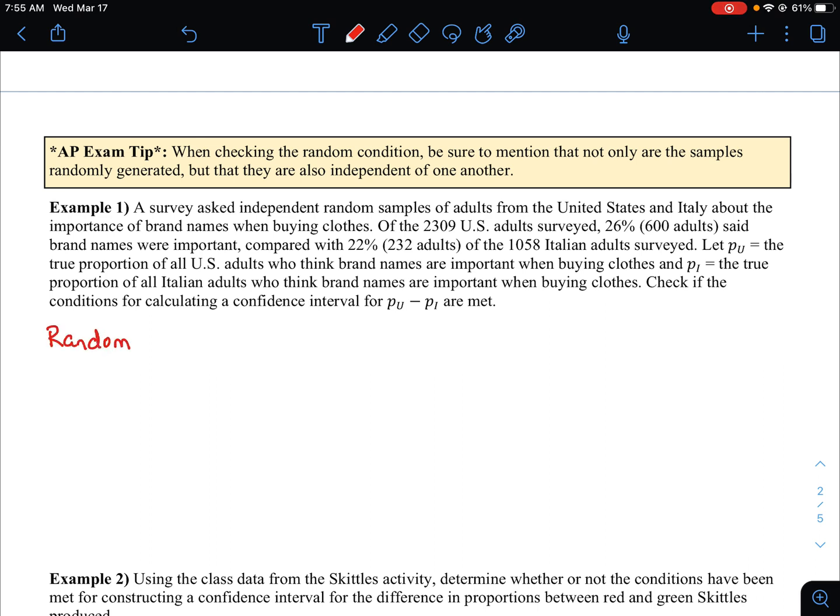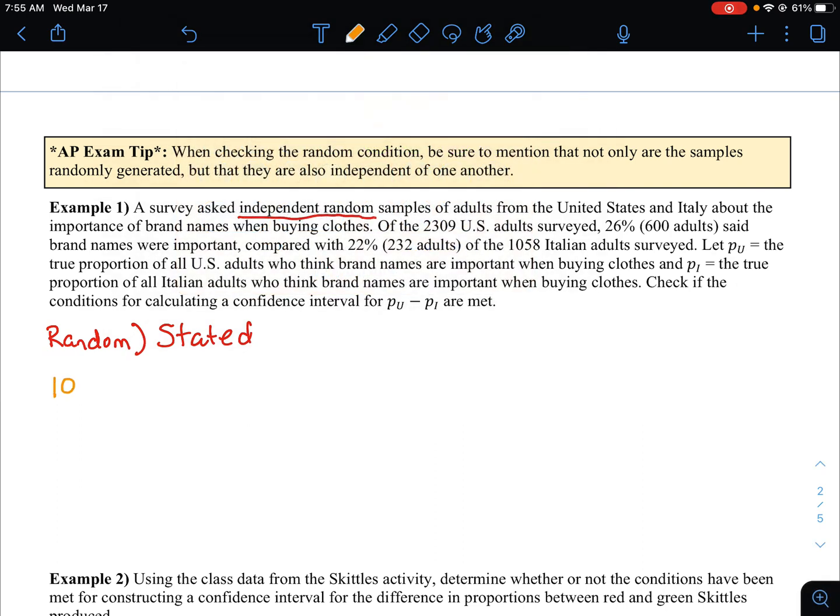Okay? So, our random condition, we want both random and independent. Right in the very beginning, a survey asked independent random samples. So we can just simply say stated.